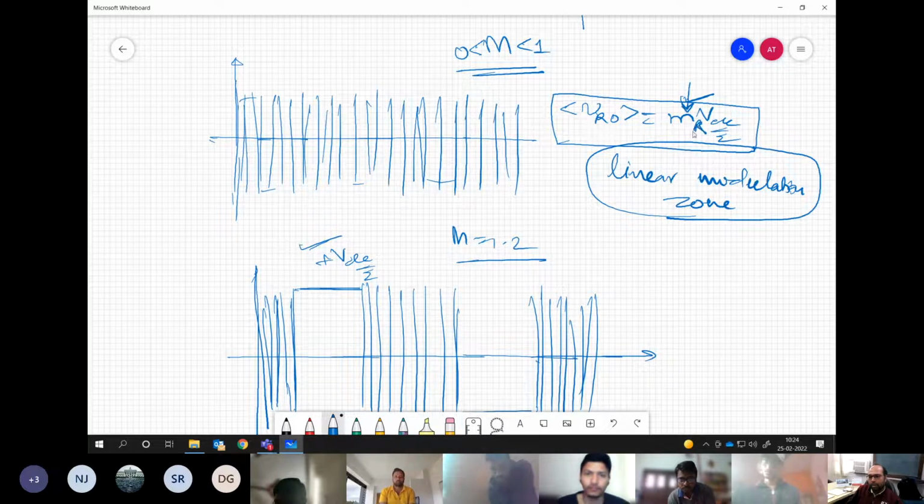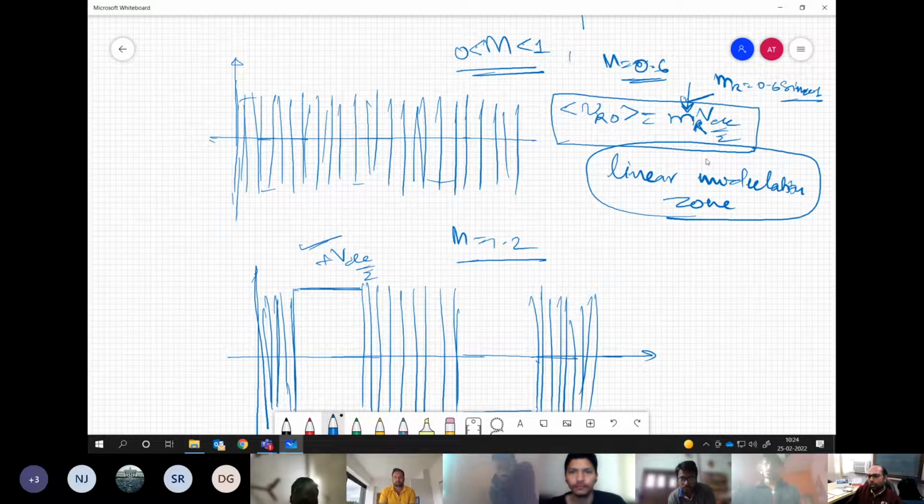Yes, correct. So we know that if we feed this value of modulation index, let's say my modulation index is 0.6, so I am feeding effectively MR equal to 0.6 sine omega t, then I know what VRO I am going to get on average, or what VRN I am going to get on average. It will be simply 0.6 times VDC by 2 times sine omega t.